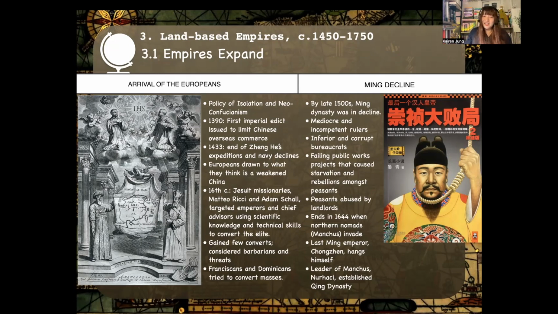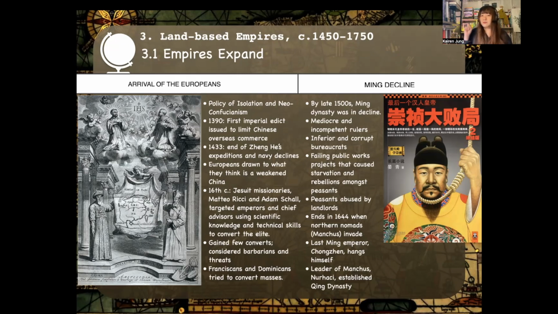In the 16th century, the Jesuit missionaries Matteo Ricci and Adam Schall targeted the emperors and the chief advisors using scientific knowledge and technical skills to convert the elite. It did not really work, although they gained a few converts.